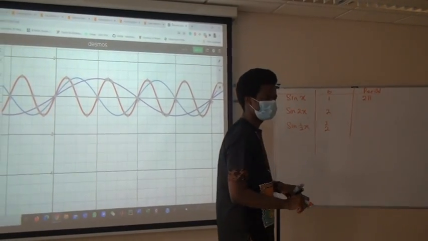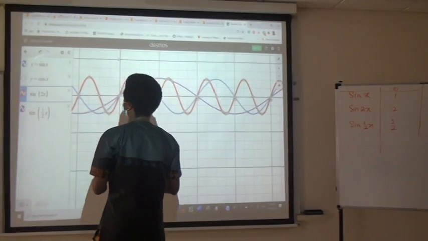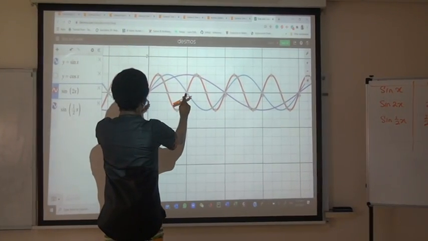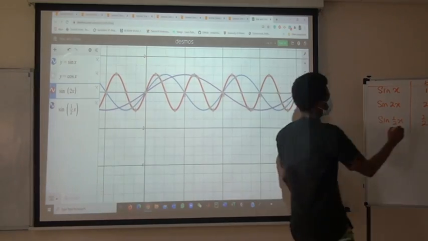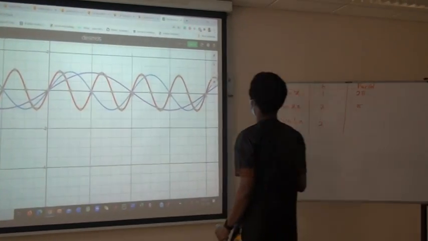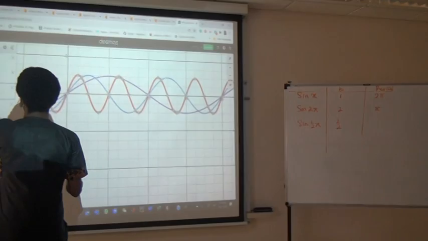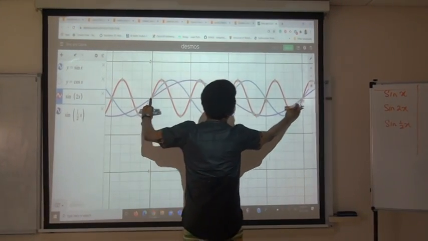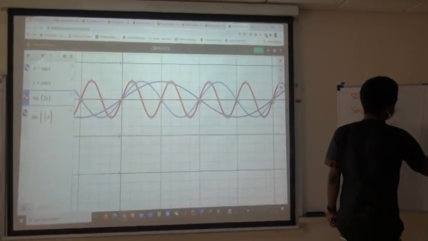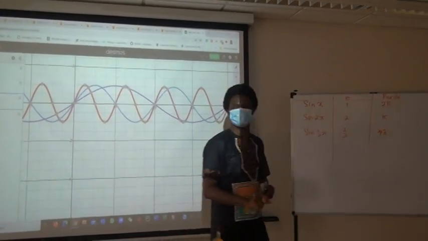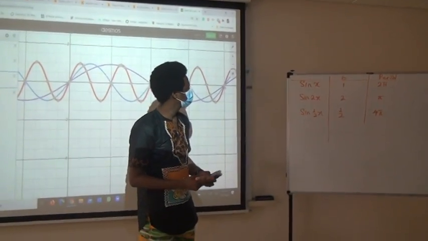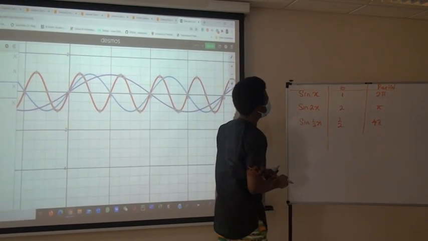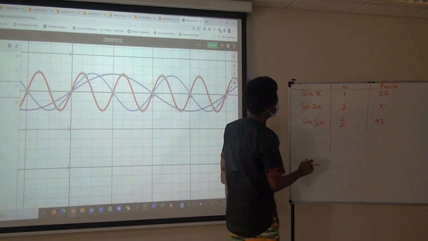Isn't it? For the second one, 2x, the red one, the period is pi. And for the one with half x, this one, the period is 4 pi. So this is where the relationship comes. Okay? So basically, what is the connection between it?